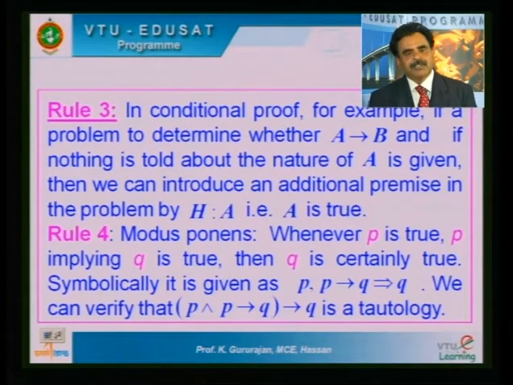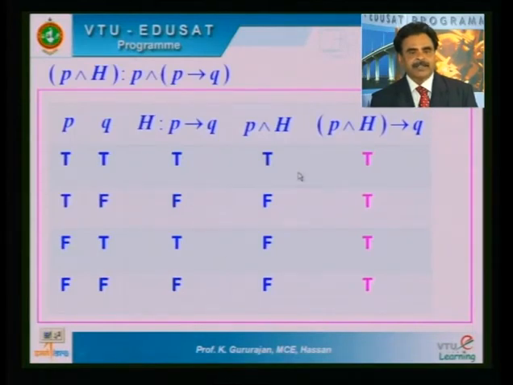If Q is true, then certainly P implying Q is true. We can verify that P and P implying Q, together implying Q, is a tautology. I explained this; you know how to construct the truth table of this. You can verify that modus ponens is true because of that, so therefore I can claim it.